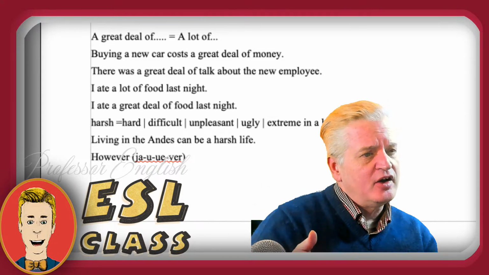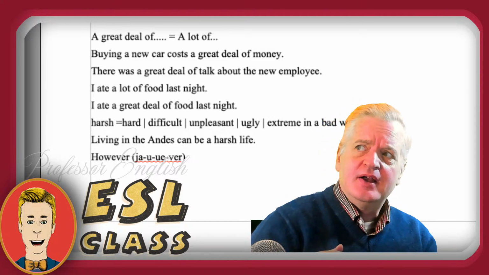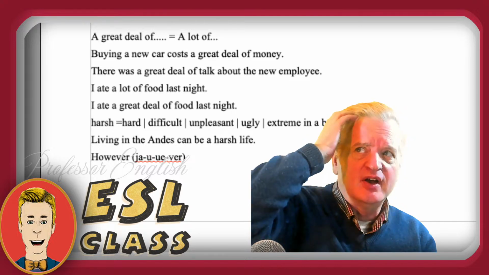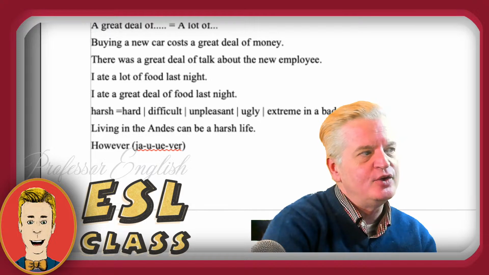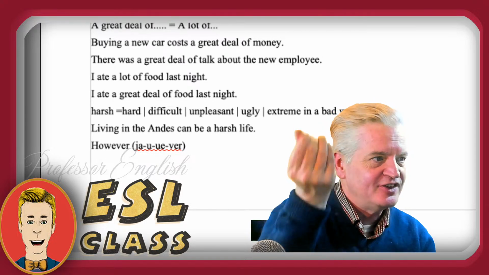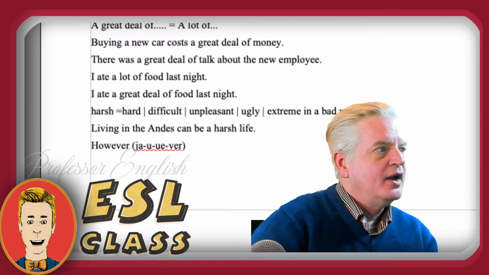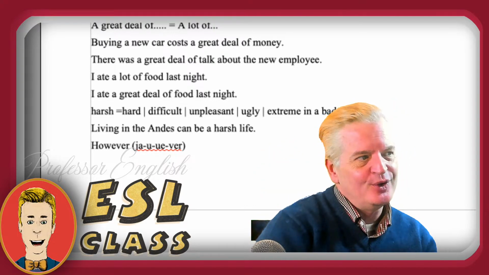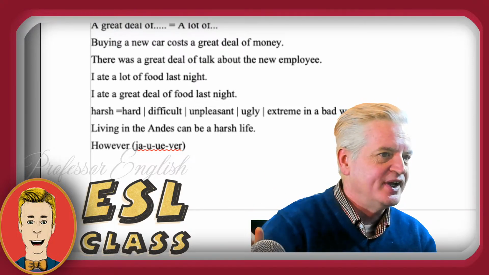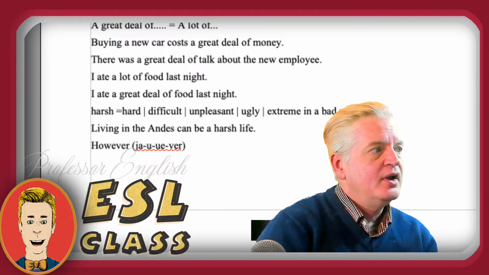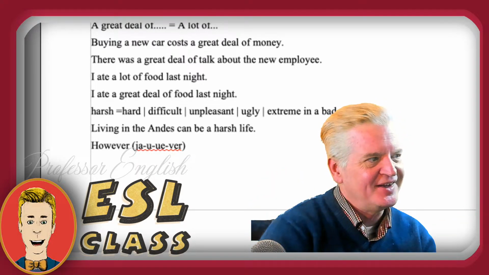A great deal of plus a noun could mean a lot of. I think it's mostly used with uncountable nouns. So let's take a look. Buying a new car cost a great deal of money. That just means a lot of money. There was a great deal of talk about the new employee. That means there was a lot of talk about the new employee. This is a very common phrase. I ate a great deal of food last night. I ate a lot of food last night.